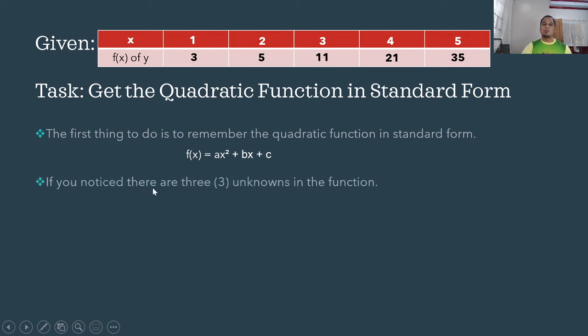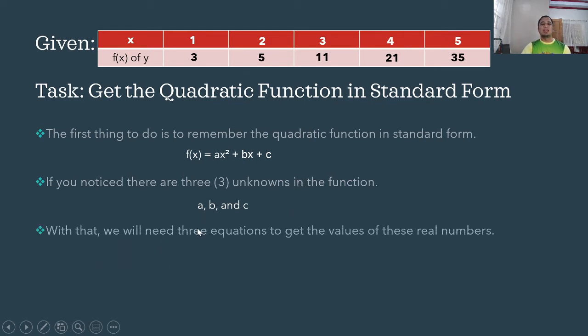Next, if you notice, there are three unknowns in the function. May tatlong hindi natin alam yung value dito. And what are those three? Those three are as follows: A, B, and C. This one, this one, this one. If you remember correctly, the A, B, and C are all real numbers where A is not equal to 0. Okay? So we are practically looking for the values of A, B, and C. With that, we will need three equations to get the values of these three real numbers.